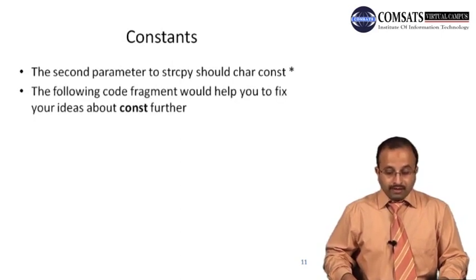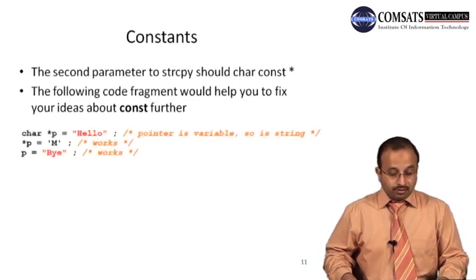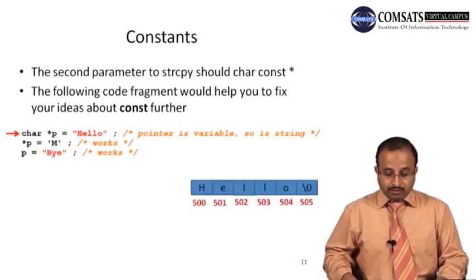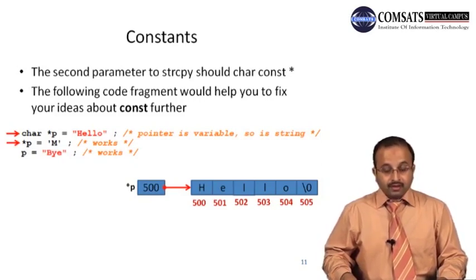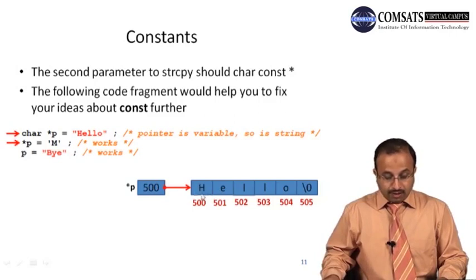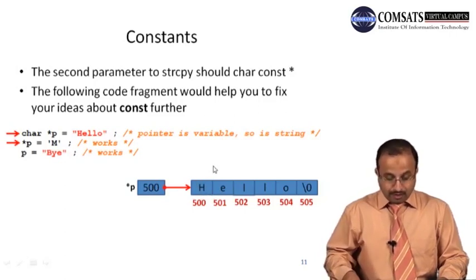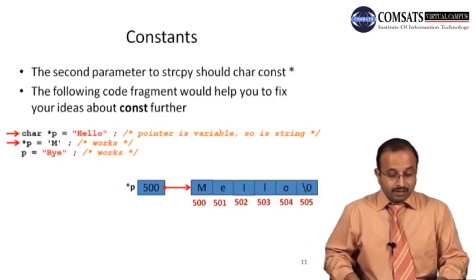The following code fragment would help you to fix your idea about constant further. Let's see this code. This is a simple example. We have a character pointer that points to a string constant. So this is memory allocated for a string constant first, and then we have a character pointer that takes 4 bytes of memory, and this pointer points to that memory location. Then we have this statement, when this statement is executed, *p is 500. So 500 is this location, and we are assigning the letter m over here. So m will be written over here when this statement is executed.